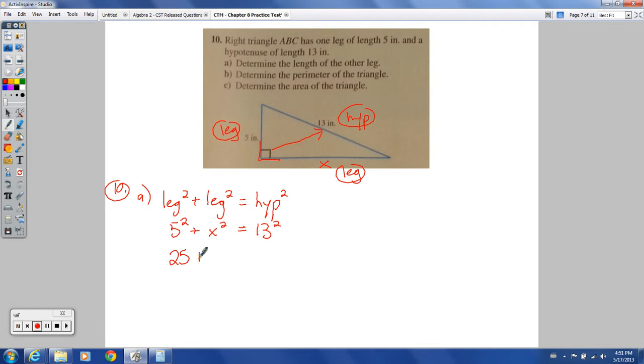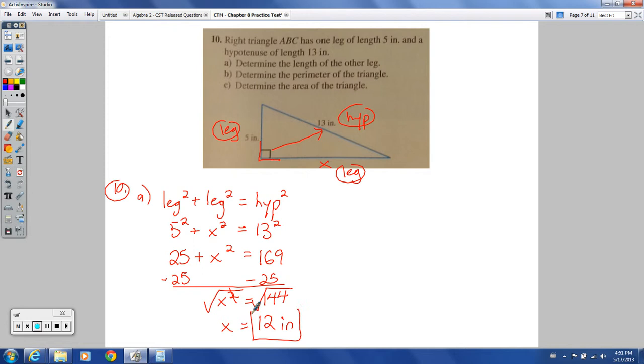So here we have 25 plus x squared. That's equal to 169. Subtract 25. Square root that bad boy. And you got your answer. The x should equal 12. And I was going to put centimeters, but it is inches. So 12 inches is the length of the other leg.